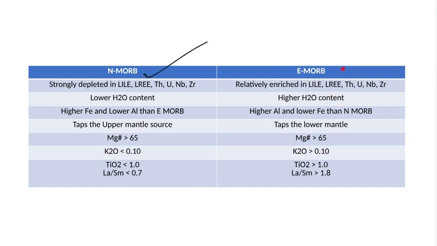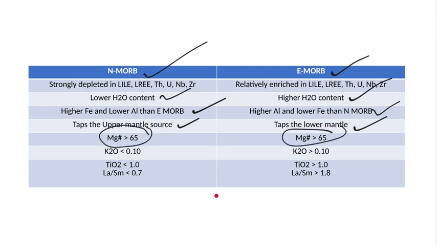This is depleted, this is enriched; lower H2O content, higher H2O content; higher Fe and lower aluminium, higher aluminium and lower Fe. Upper mantle, lower mantle; Mg number is greater than 65 for both. K2O content is low in one and high in the other. Basically, E-MORB is the enriched one. So all the incompatible elements will be enriched in E-MORB, but the compatible ones will be enriched in N-MORB.